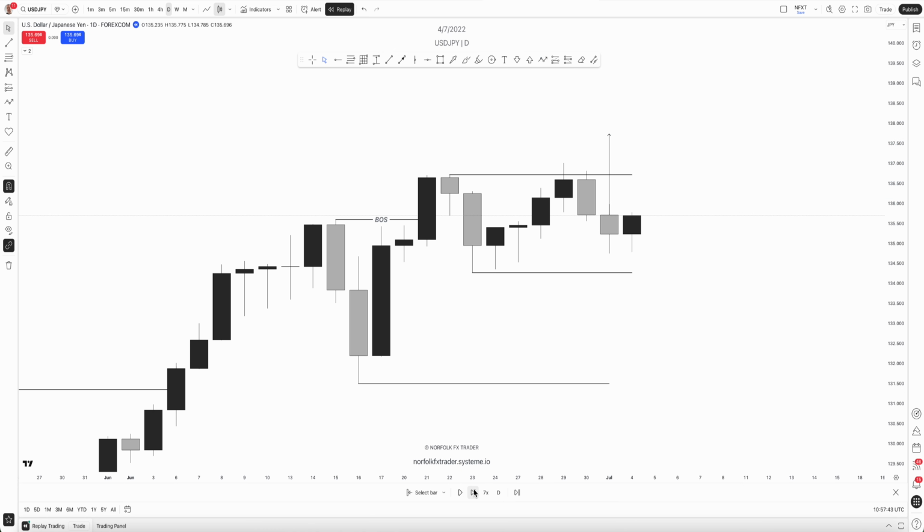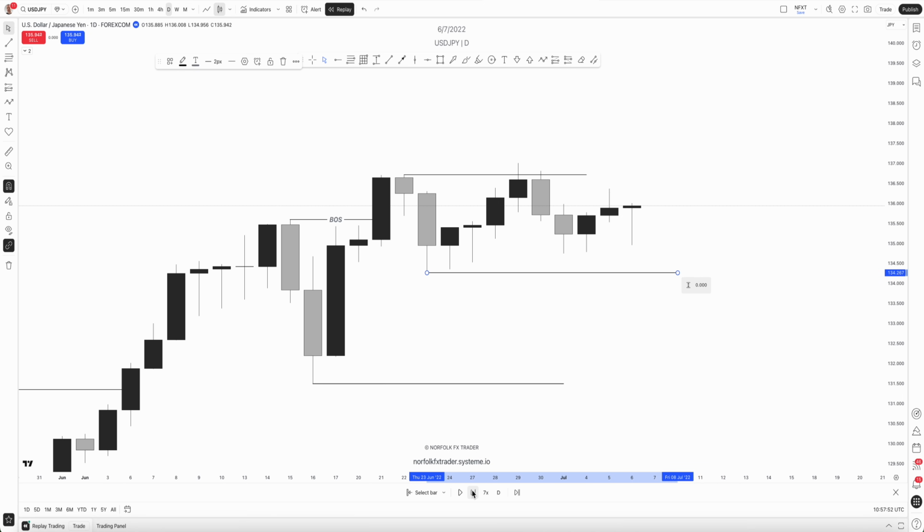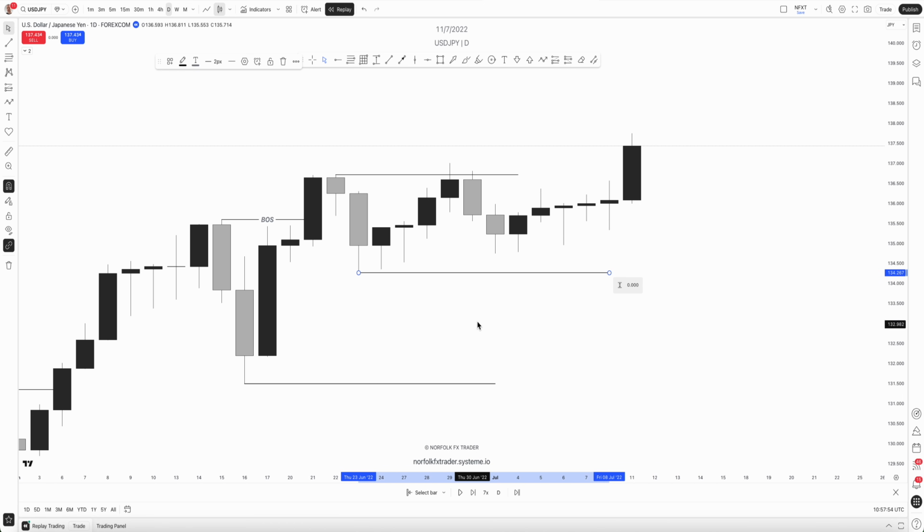We continue down, moving sideways. And again, we could still run higher. We don't have to, but we would want to really see this low getting swept, but we don't have to. Let's see what happens. And the market does break up.